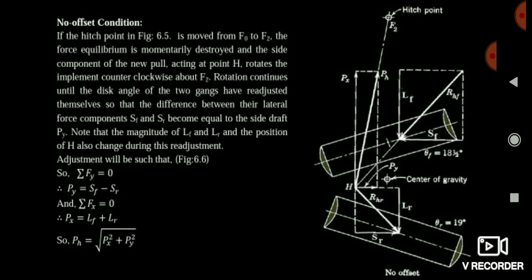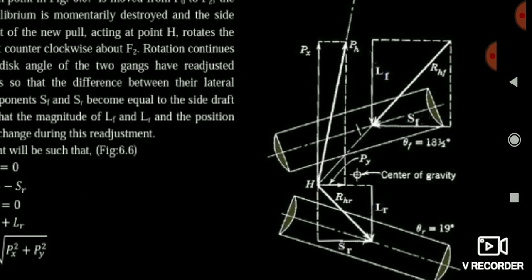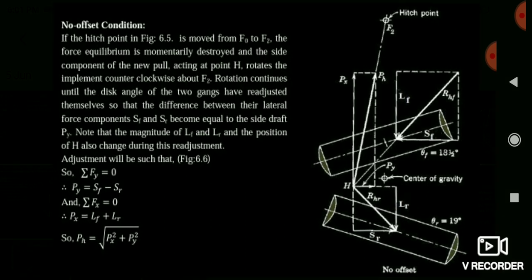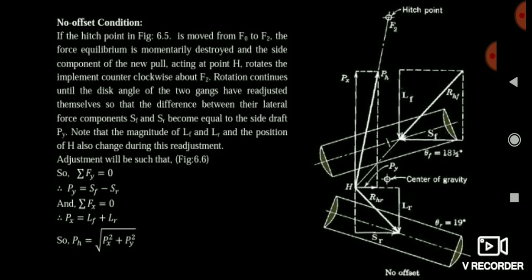There is no difference. But friends, here you can see the next forces, the horizontal forces, that is SF and SR. Friends, SF is nothing but the horizontal force acting on the front axis, and SR is the horizontal force acting on the rear axis. So friends, the distance of the horizontal force acting on the front axis is less than the distance of the horizontal force acting on the rear axis. I will show you the formula.